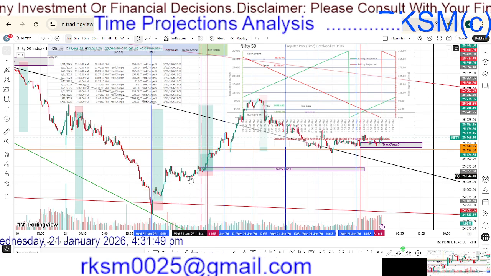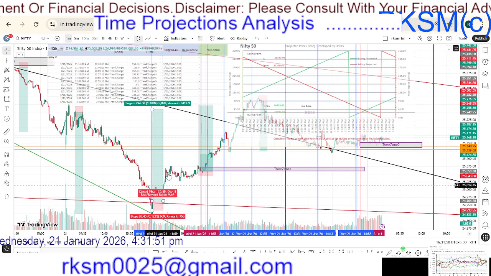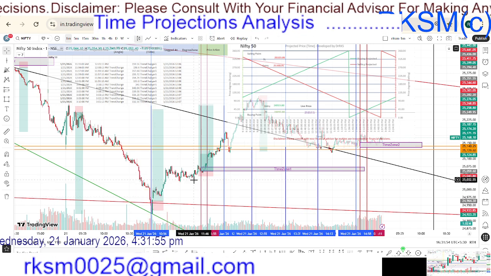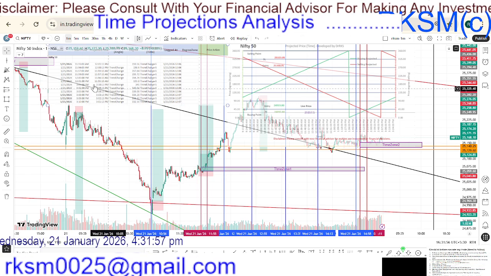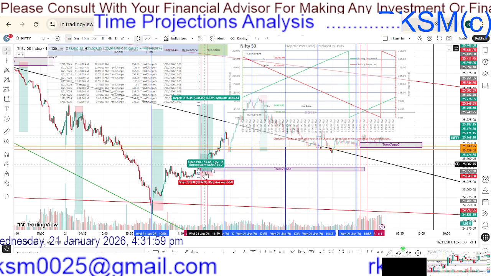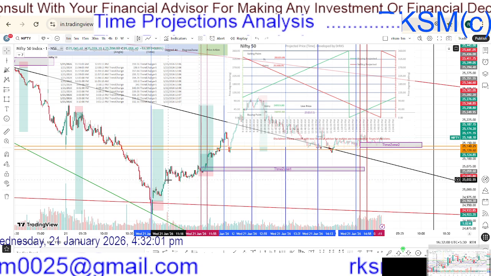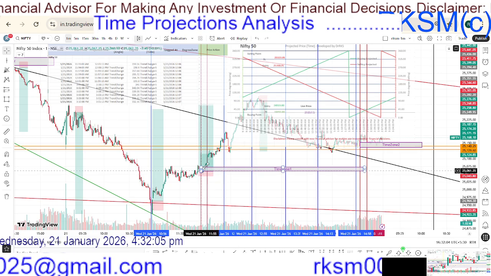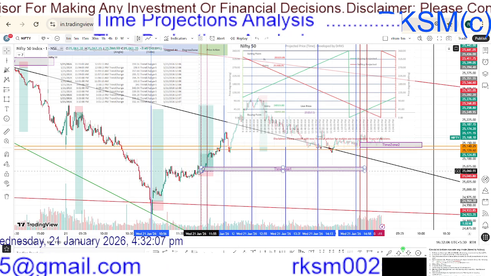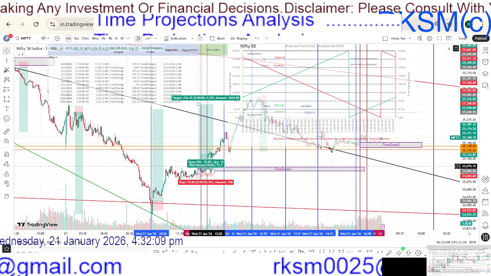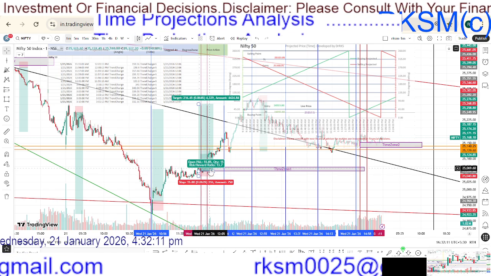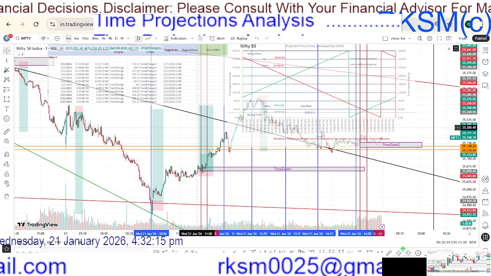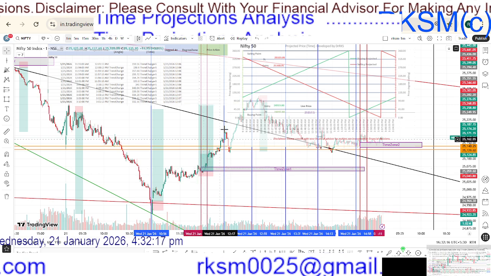Even if you miss the entry here, you need to wait for the time zone. The time zone is very important. Now the time window is here. If you miss the entry, you need to wait for our time window. When the price comes here and enters our time window, you can make an entry here. As the price is moving upside, you need to make the entry.